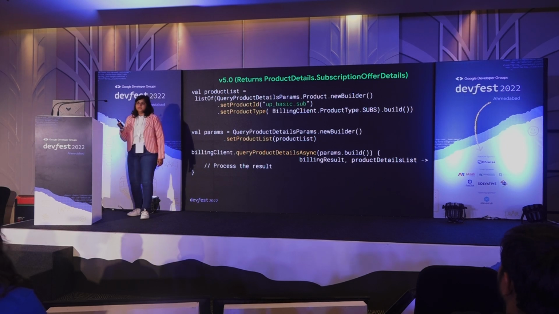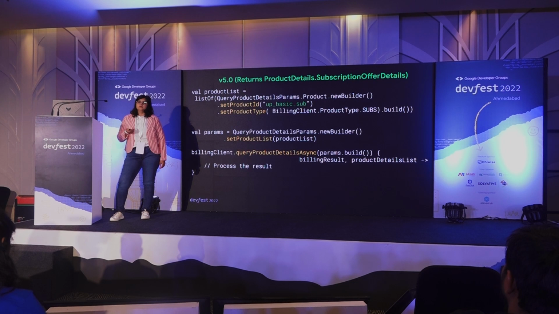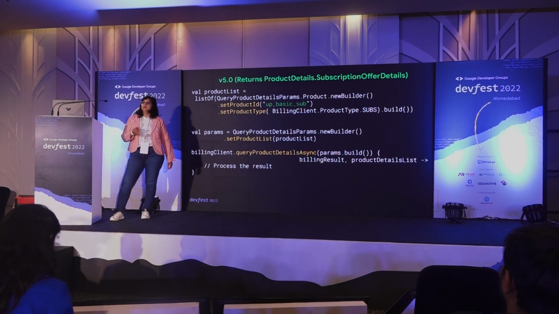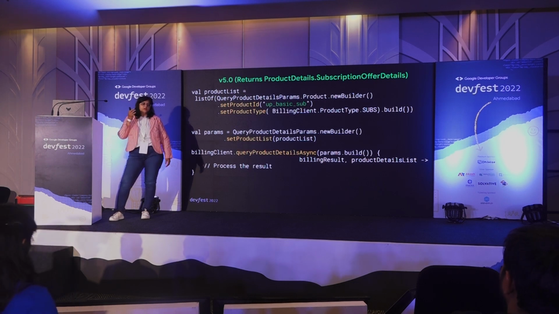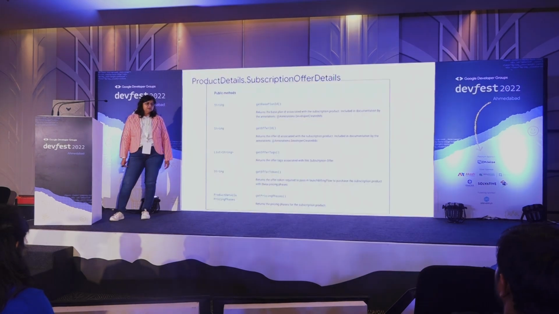You can also use Kotlin extensions here. Kotlin extensions have been released since version 5.0 as well. So instead of having an async call, you can have a suspended call, and then you can directly use that product details response in your variable. You can use that in suspend variables.